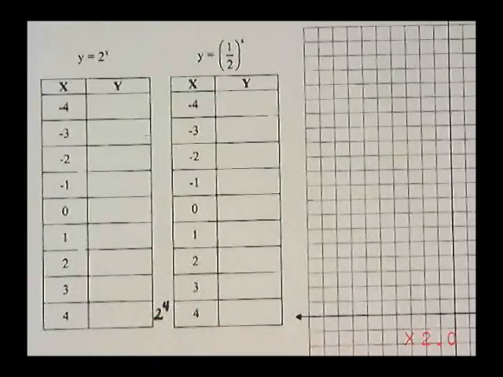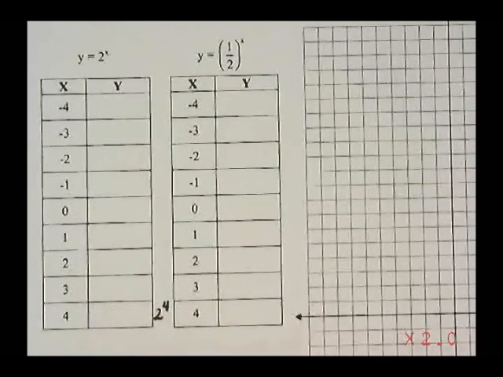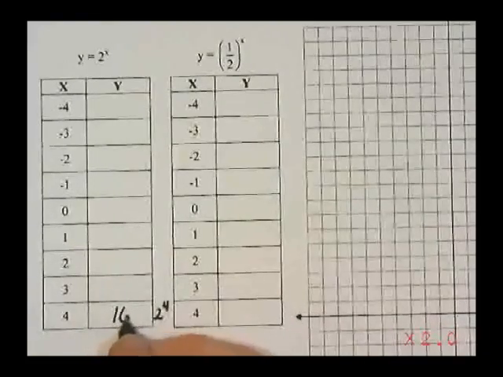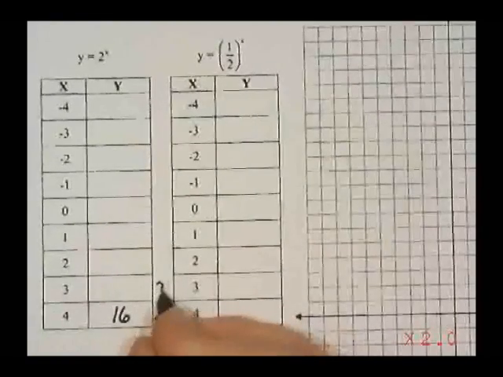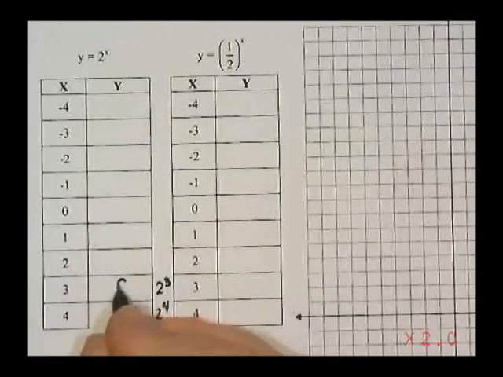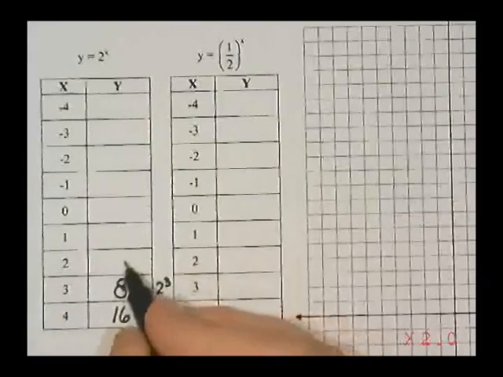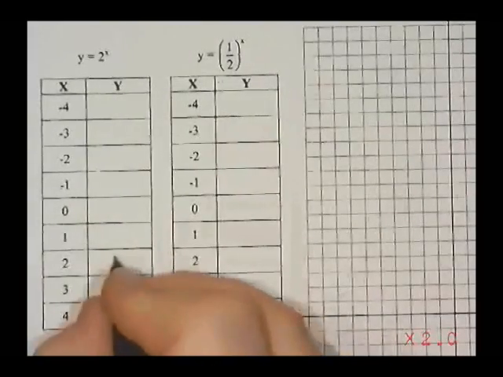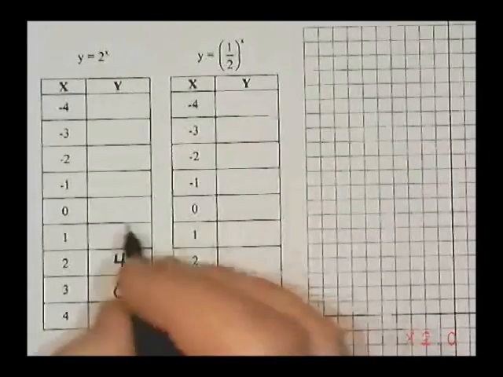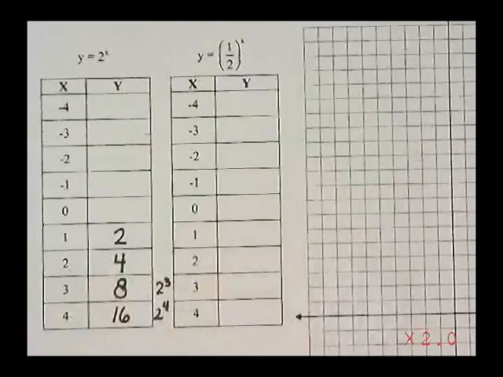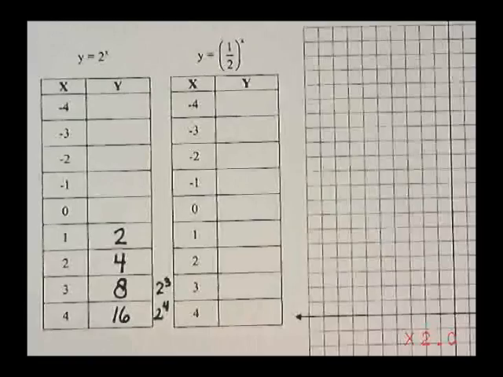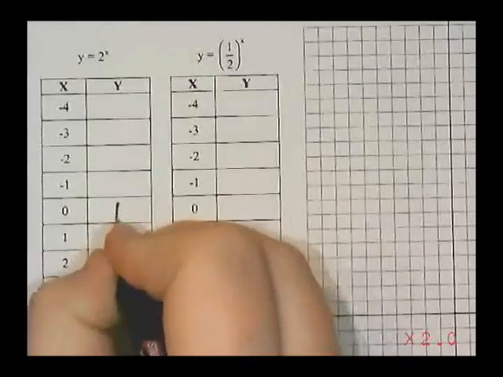2 to the power of 4, you can use your calculator or your power sheet, works out to be 16. 2 to the power of 3 is 8. 2 to the power of 2 is 4. 2 to the power of 1 is 2. 2 to the power of 0, anything to the power of 0 equals 1.